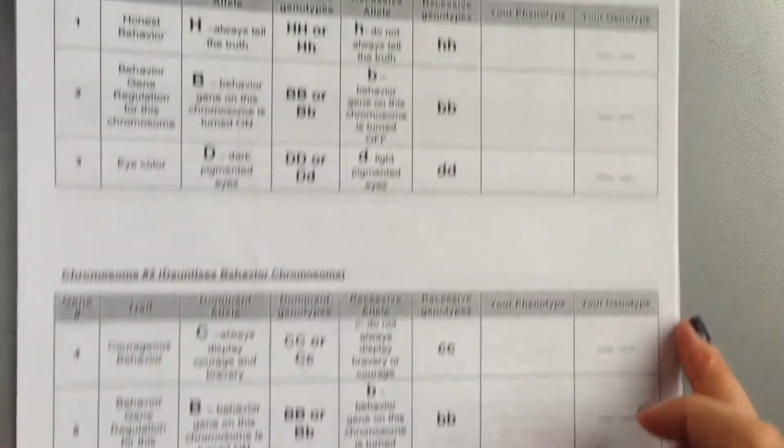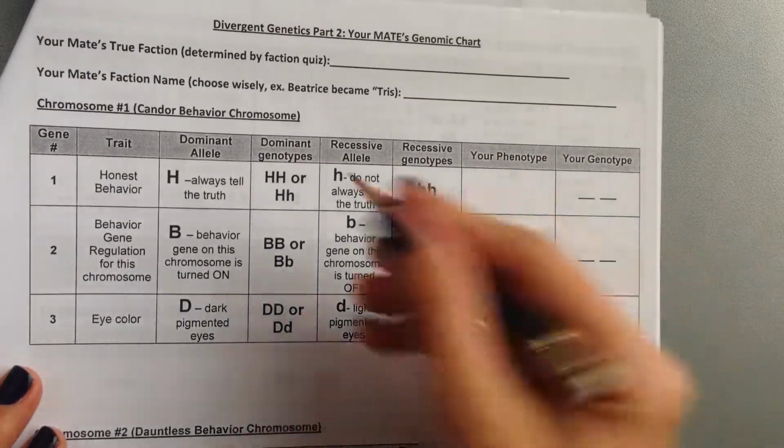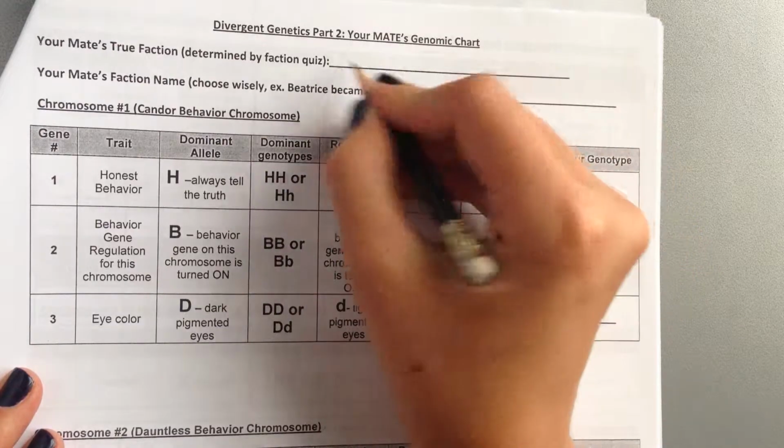Now if we jump over to our mate, let's say that I want my mate's faction to be Dauntless.